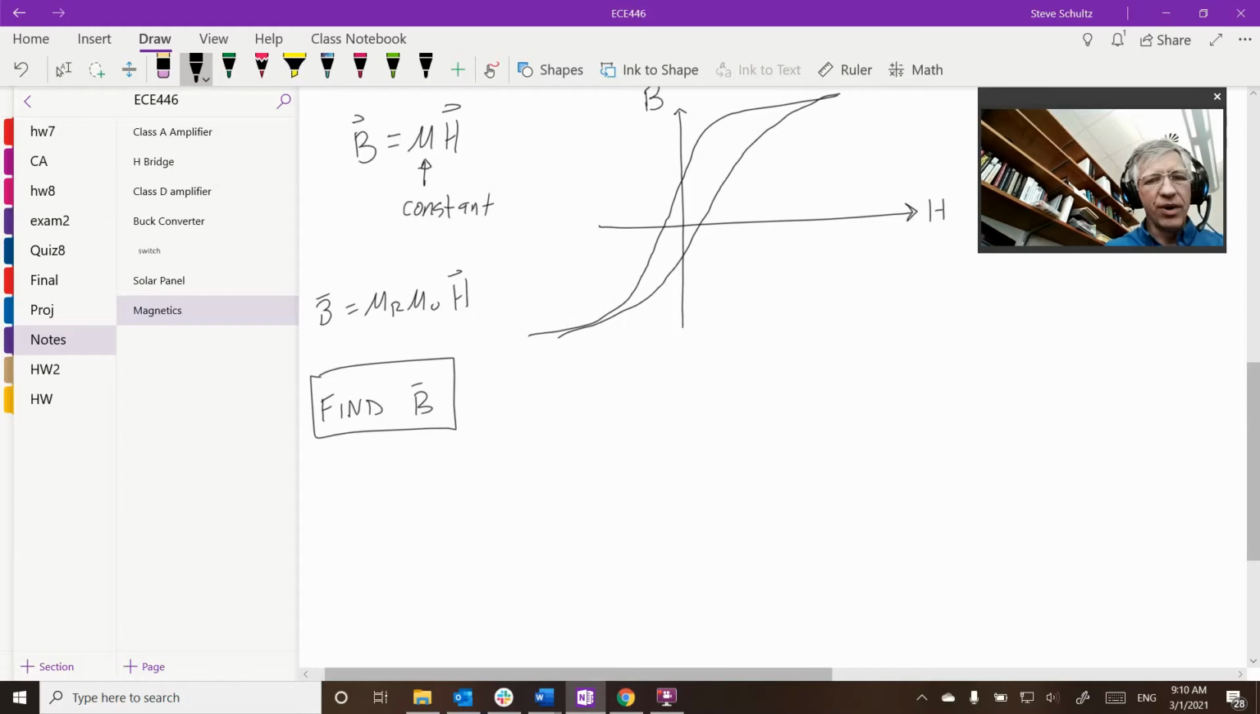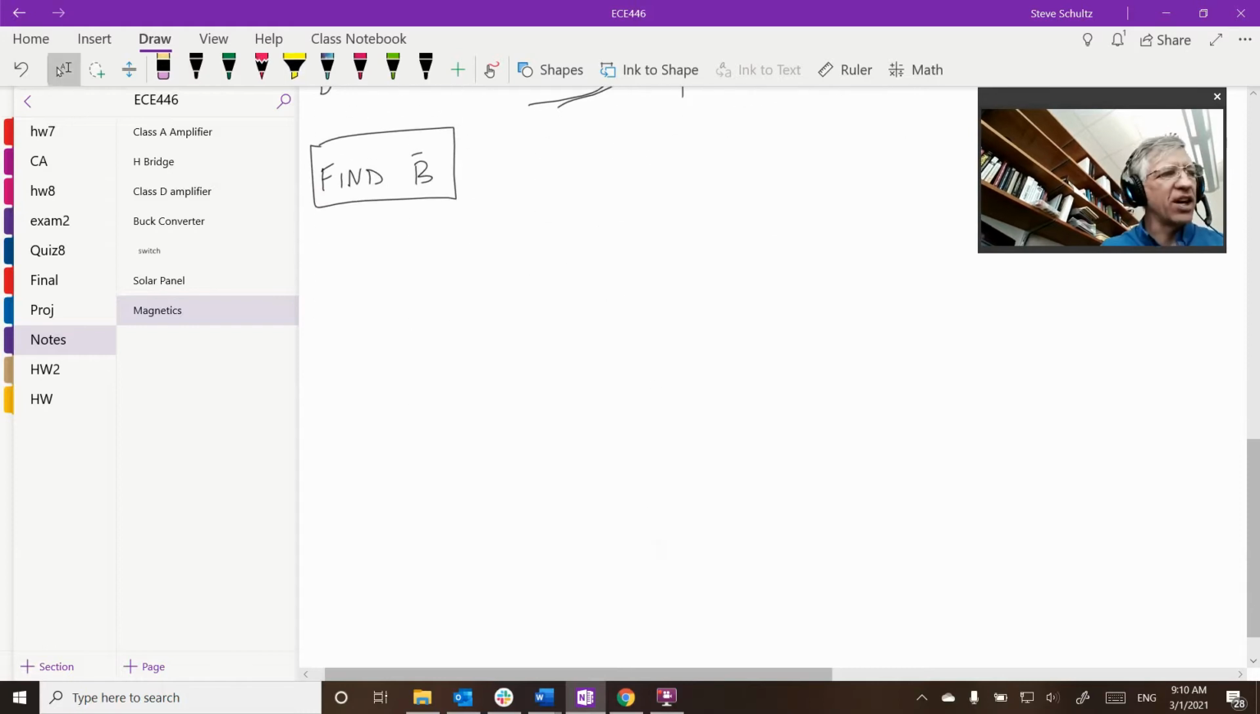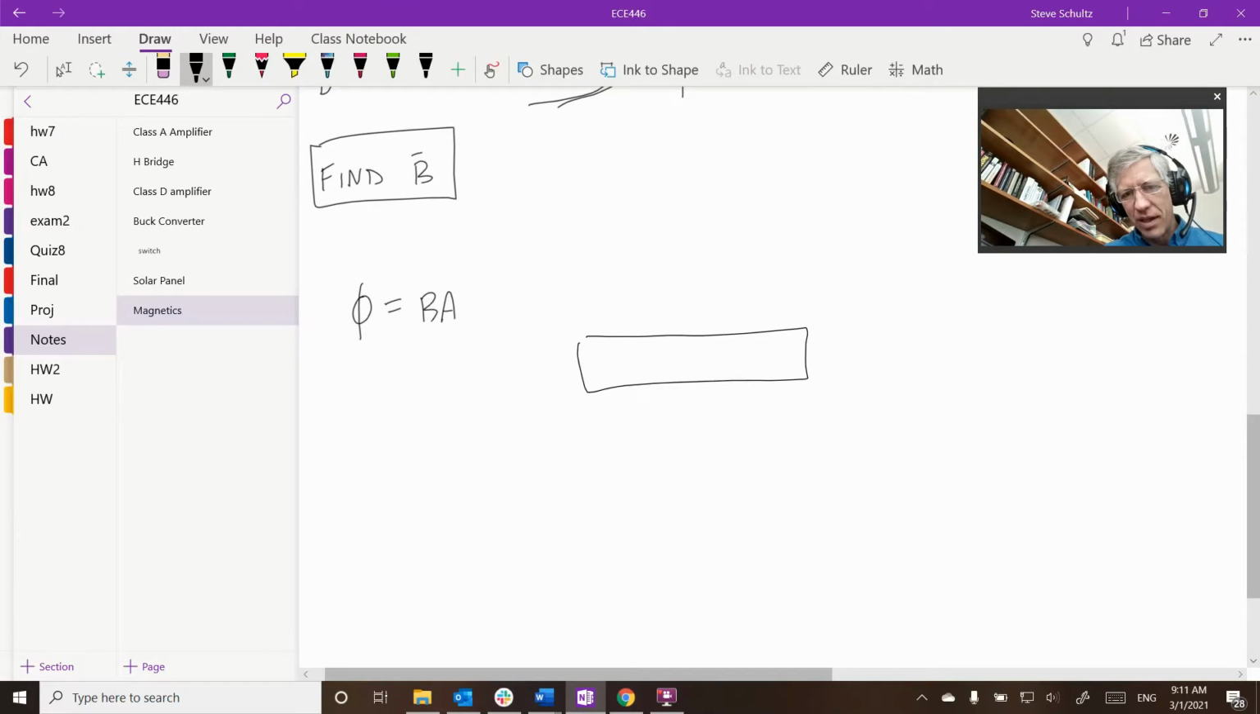Okay, so now we are going to look at the concept of flux. So my flux is equal to B times some area. So let's look at a solenoid first. If I have a solenoid, and it has these wrappings that are going around, we are going to draw those again as these wires.